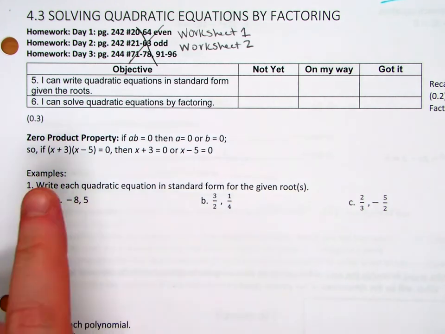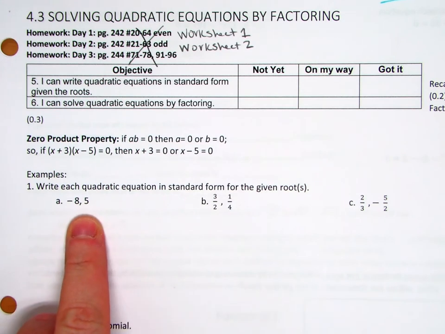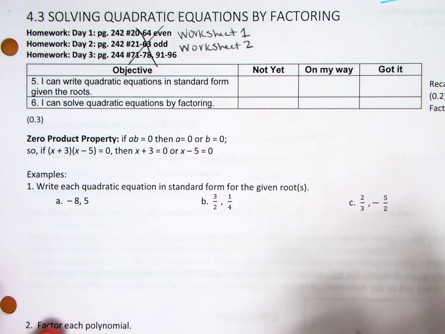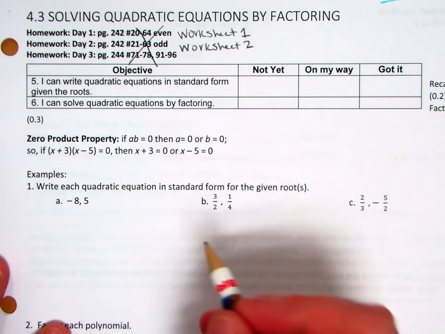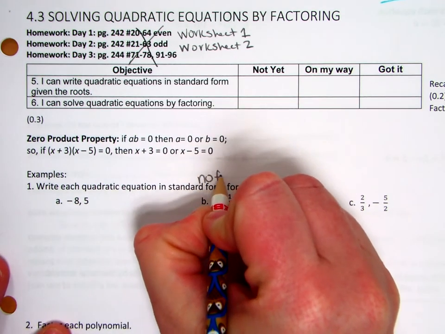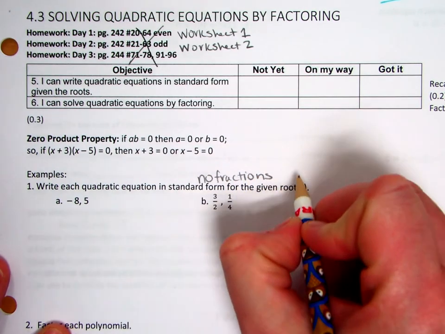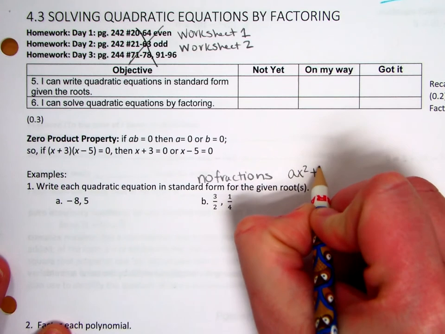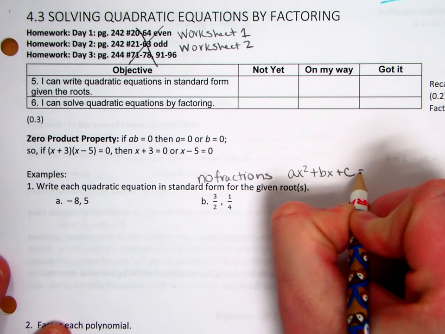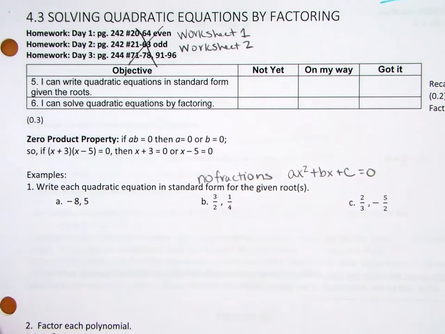So the first part is we are given our solutions. We're going to write our equation out in standard form. Standard form, just like we did with linear equations, means no fractions. And we're going to want to write it out into ax squared plus bx plus c equal to 0.